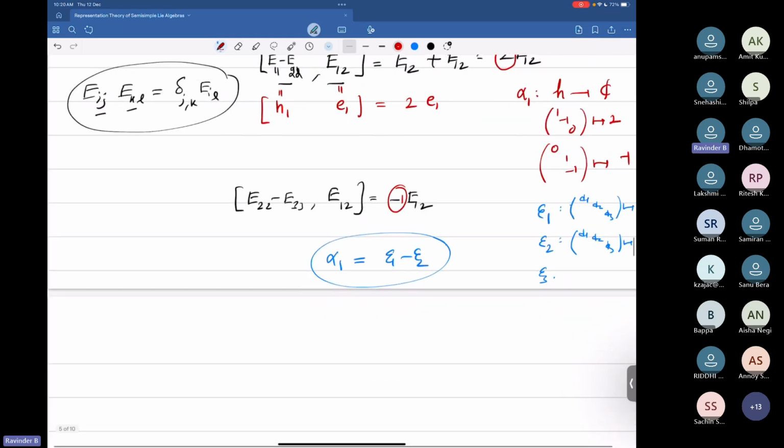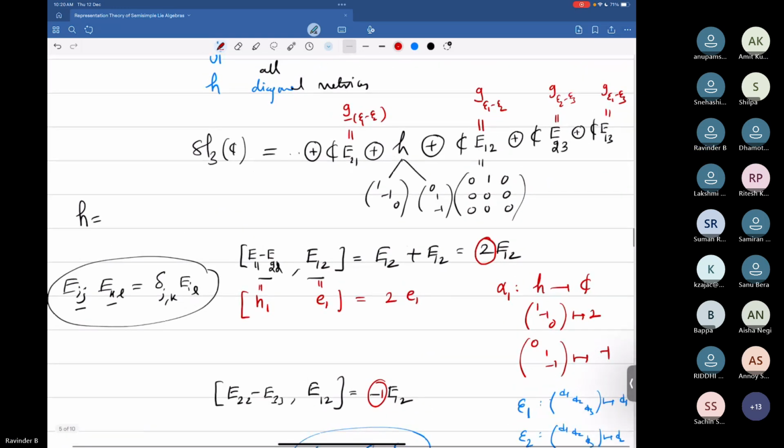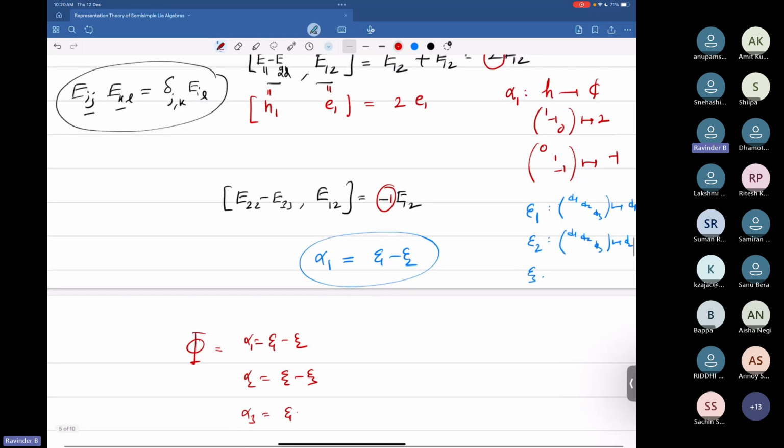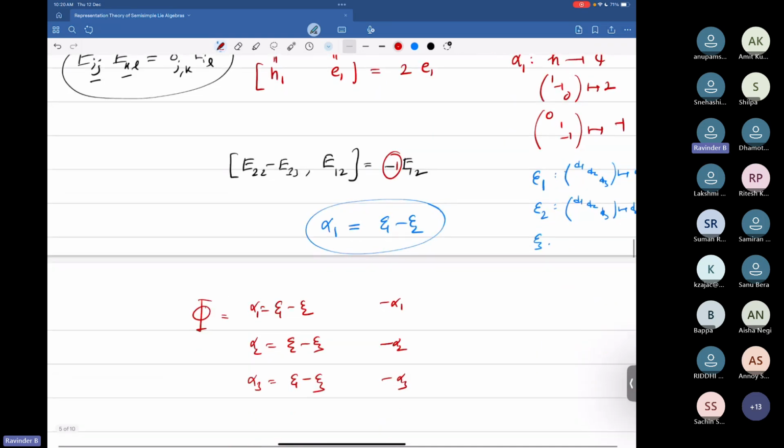So the roots here, what are you seeing? The roots here are alpha 1 is epsilon 1 minus epsilon 2. Alpha 2 is epsilon 2 minus epsilon 3. Alpha 3, corresponding to E13, is epsilon 1 minus epsilon 3. And you have seen in a root system that if alpha is a root, minus alpha should be a root. So these three are the negative side. And one more beauty happening here is, so these are the roots and this is the root system for SL3. So all these 6 elements, okay.